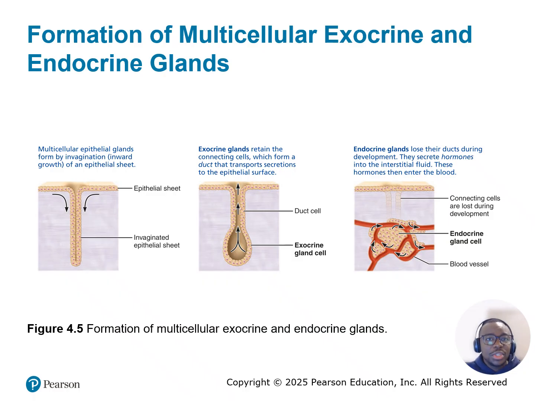This figure shows formation of multicellular exocrine glands. Multicellular epithelial glands form by invagination or inward growth of an epithelial sheet. Cells from an epithelial sheet extend inwards to form an invaginated epithelial sheet. Exocrine glands retain the connecting cells, which form a duct that transports secretions to the epithelial surface. Endocrine glands lose their ducts during development. They secrete hormones into the interstitial fluid. These hormones then enter the blood and are distributed throughout the body.